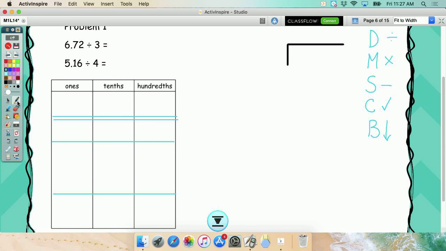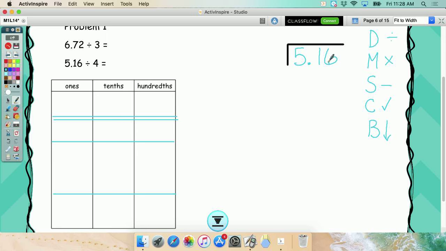So which one of these is the dividend? The first one or the second one? Second one. Wait. Okay, tell your table group which one the dividend is, because some of you aren't paying one bit of attention to what I'm saying. Tell your table group, is 5.16 or 4 the dividend? 5.16. Write it down, please.